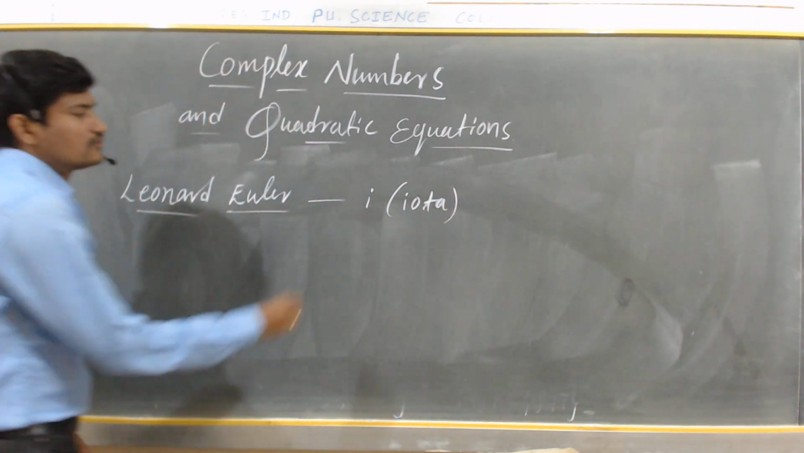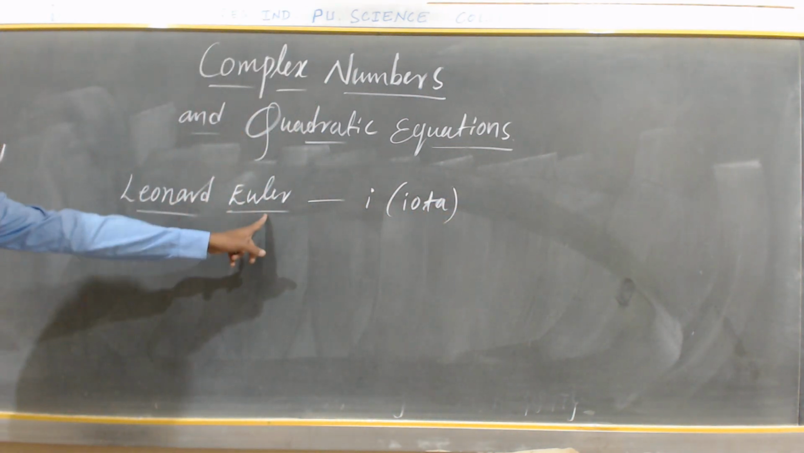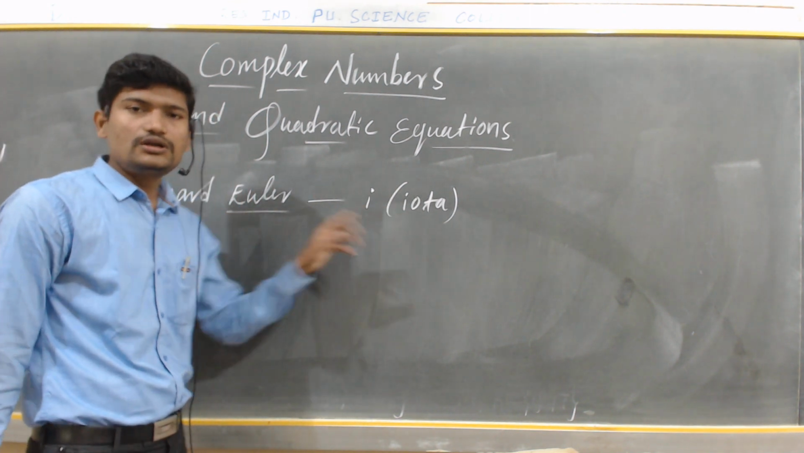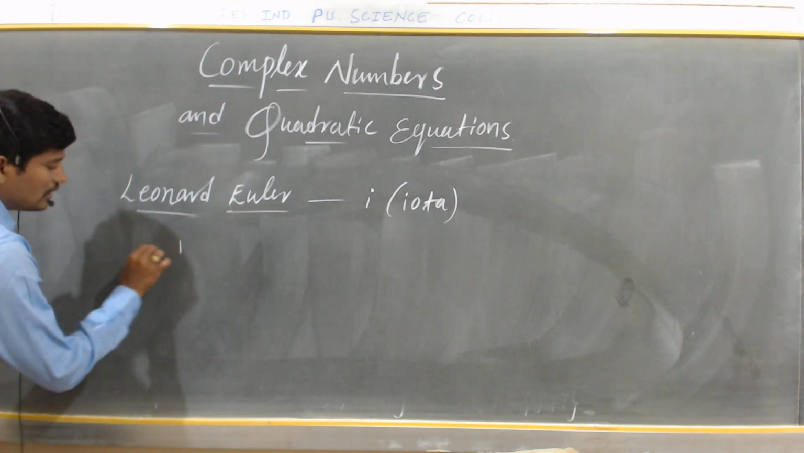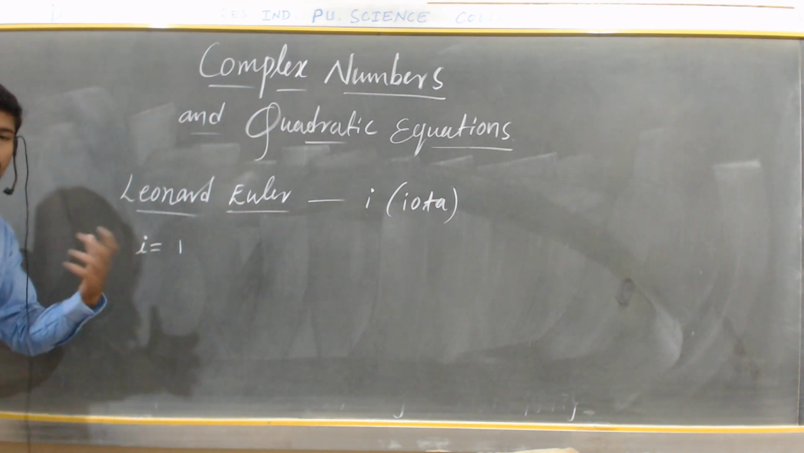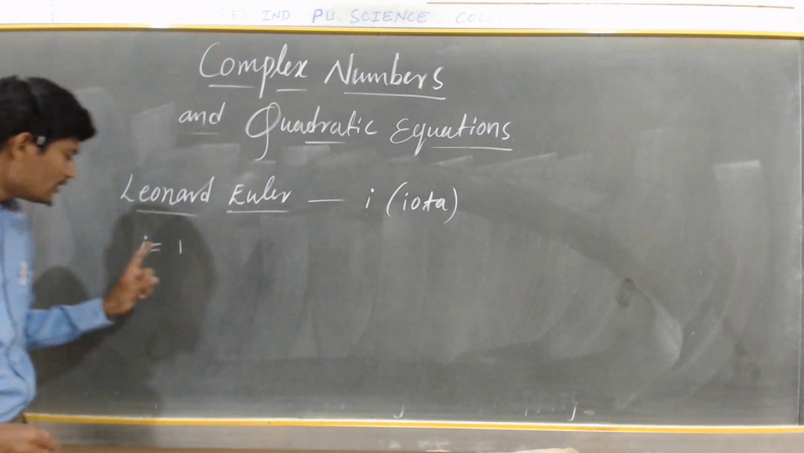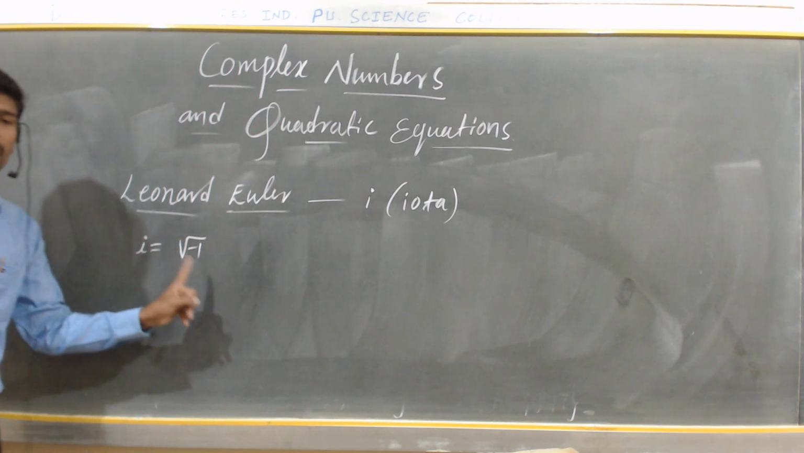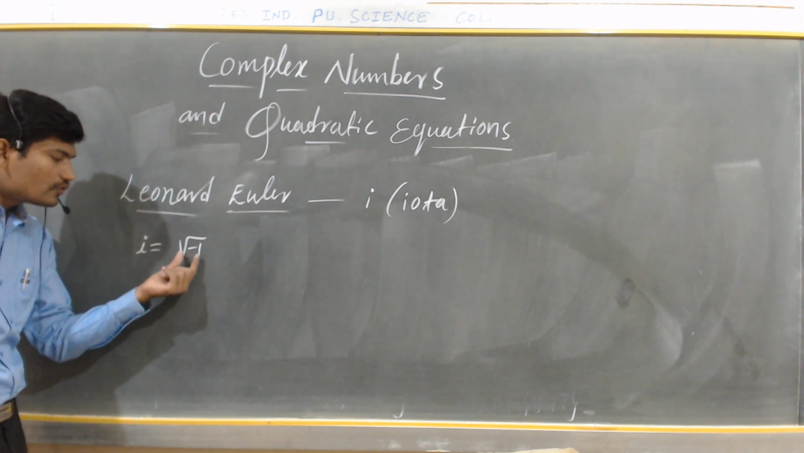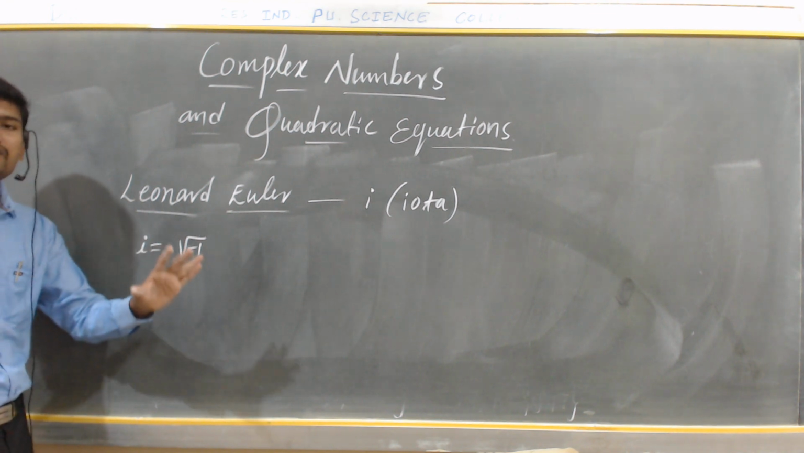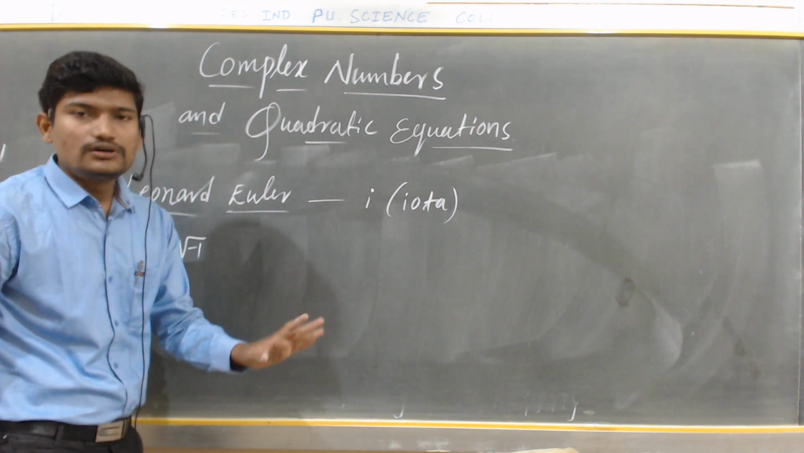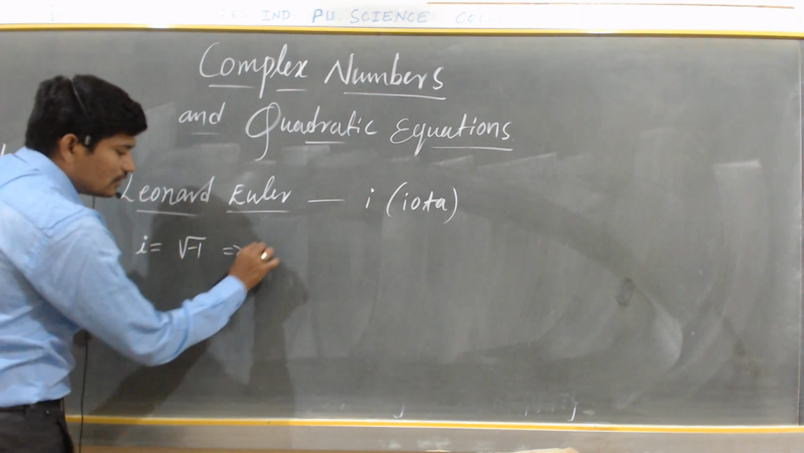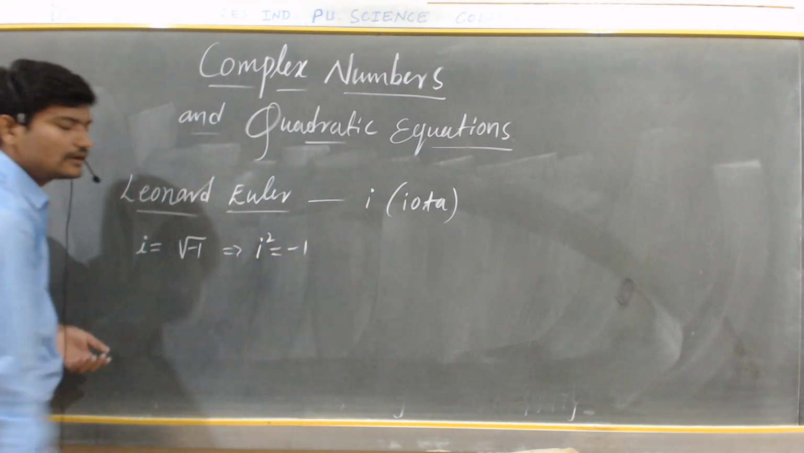Okay, dear students, Leonhard Euler, the first mathematician, introduced the symbol i. i is nothing but iota. The property of the i value is that i equals the square root of minus one. So the value of the square root of minus one, we can say i, is the imaginary number. For example, i square means we can write directly minus one.